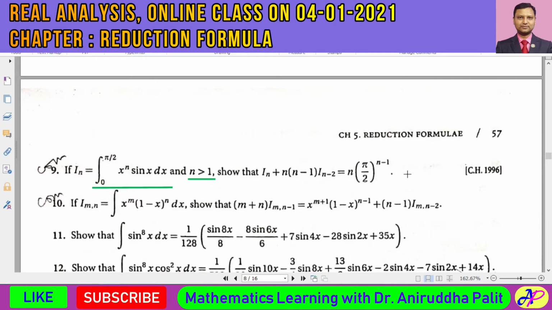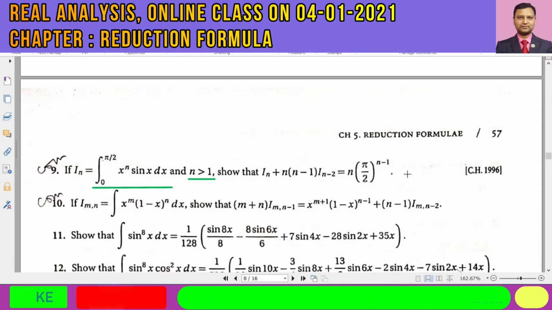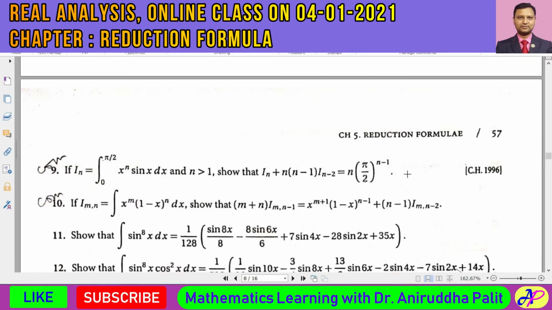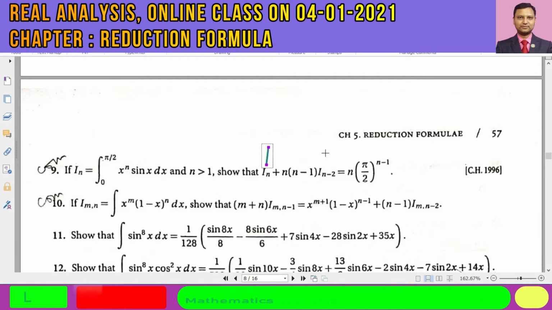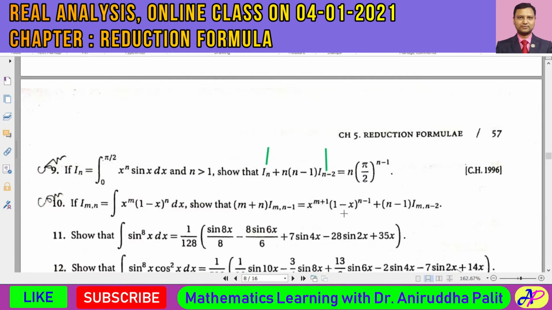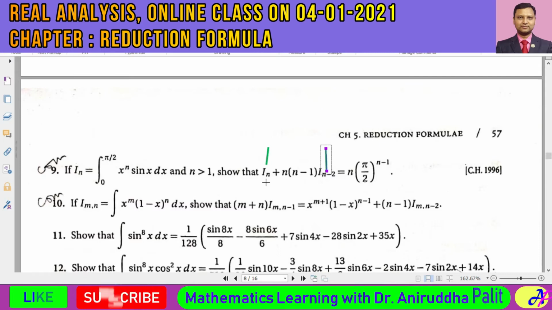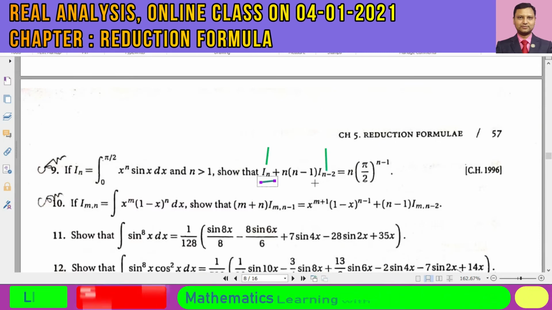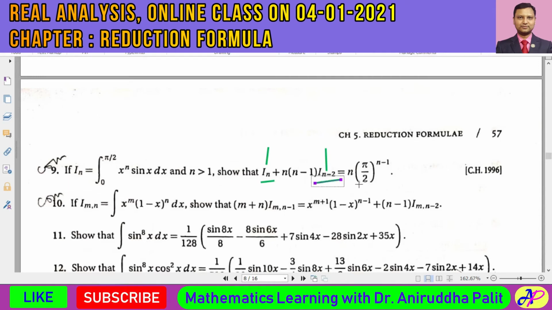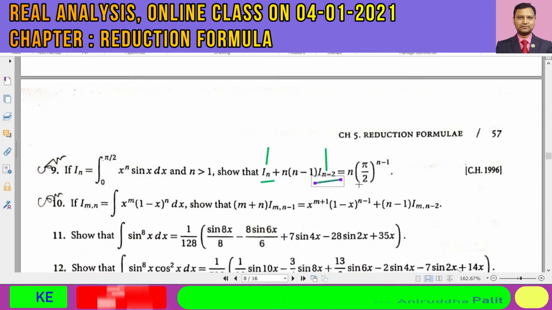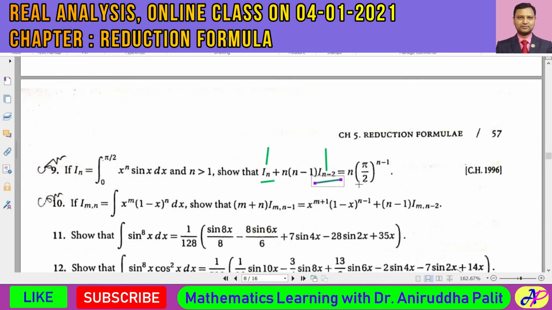One important observation that helps us to solve this kind of problem is that in this final expression that we need to prove, you observe that In is there and In minus 2 is there. That means the index n is reduced by 2. Starting from In, the index is n, it becomes In minus 2. After mathematical manipulation, the index becomes n minus 2.